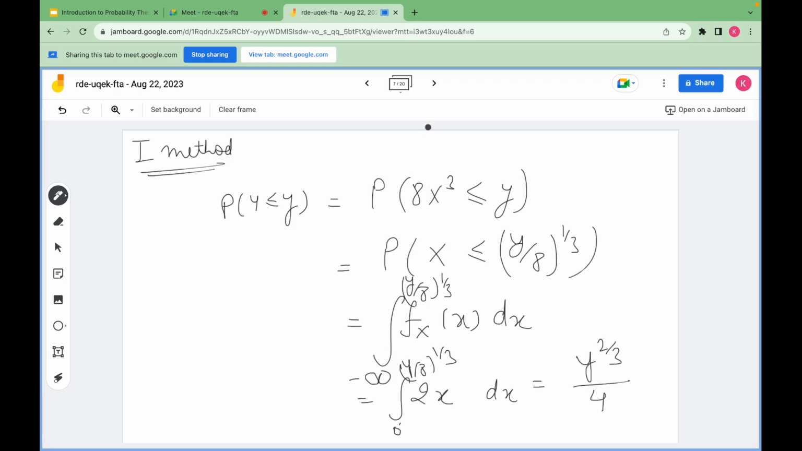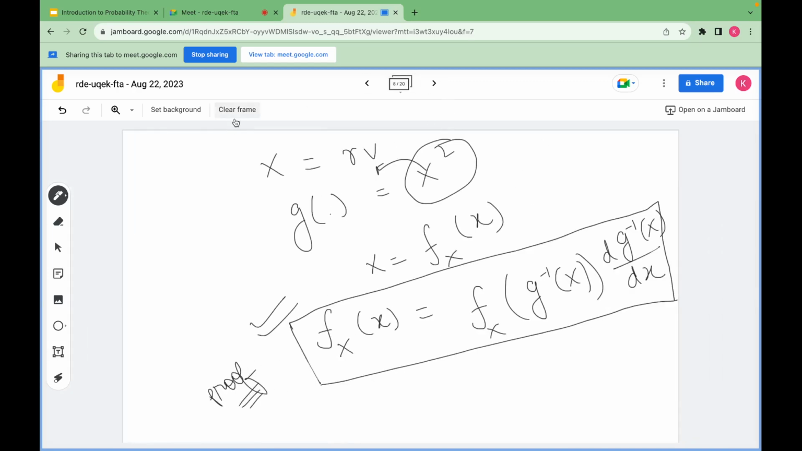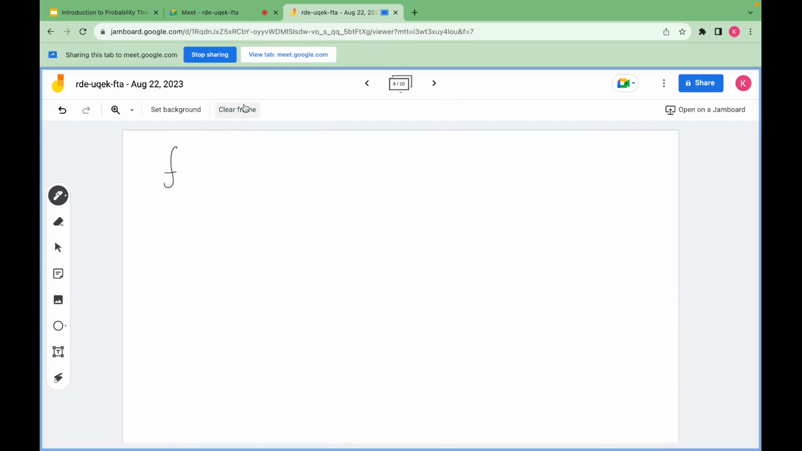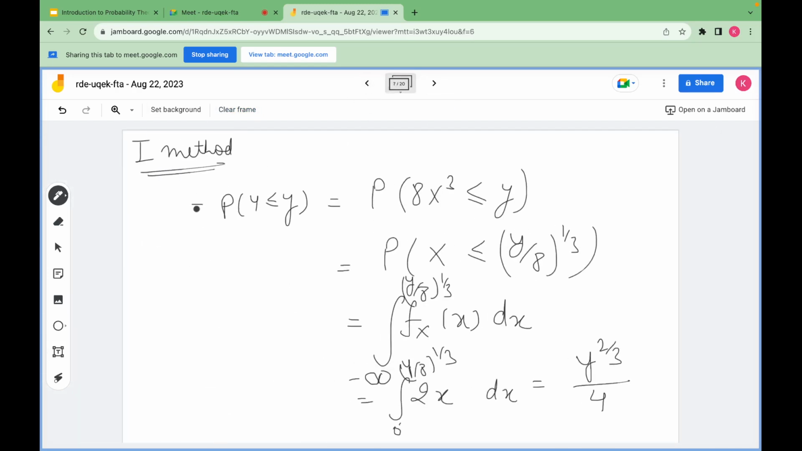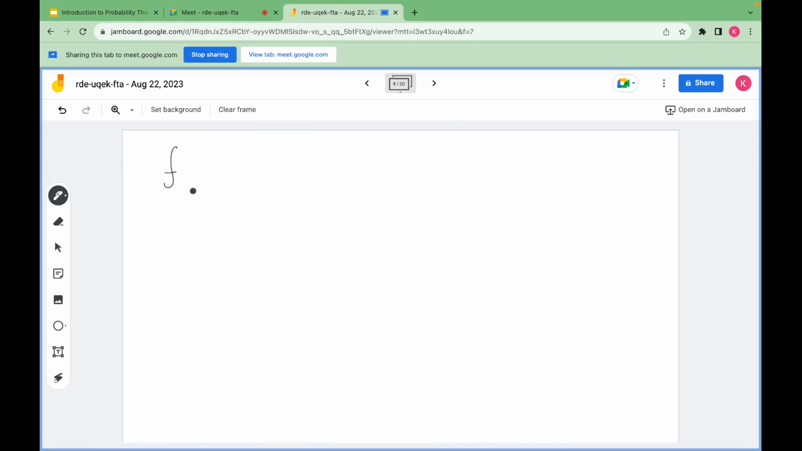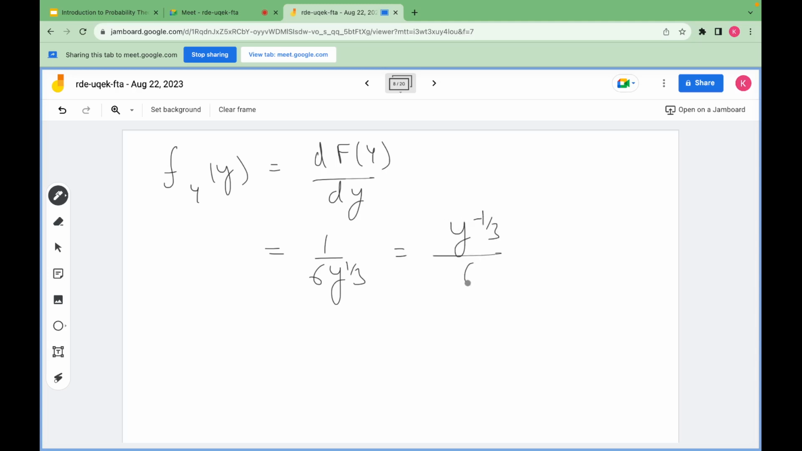Okay. So now this is the CDF of y. For the PDF, we will differentiate this CDF with respect to y, and we will get 1 divided by 6 into y to the power minus 1 by 3, when y varies from 0 to 8, and it is 0 otherwise.